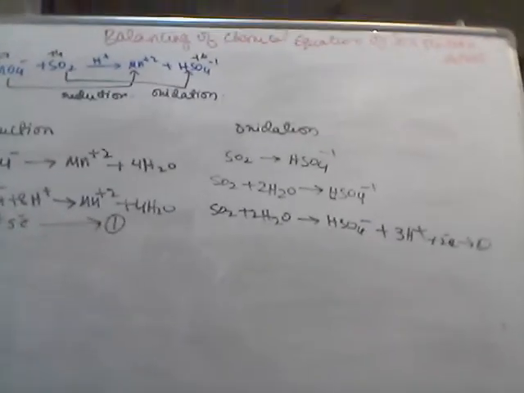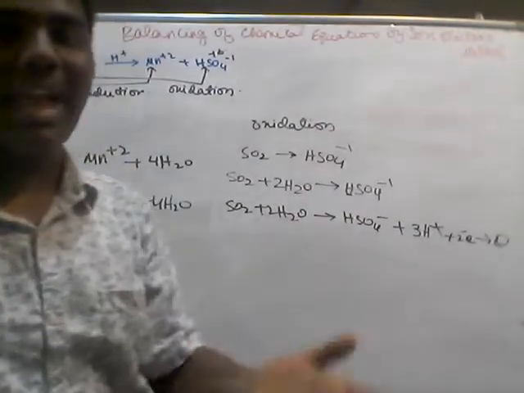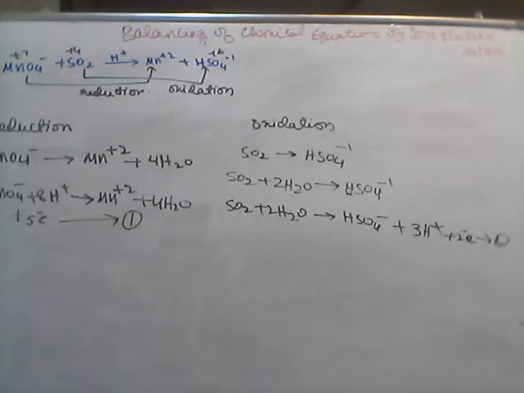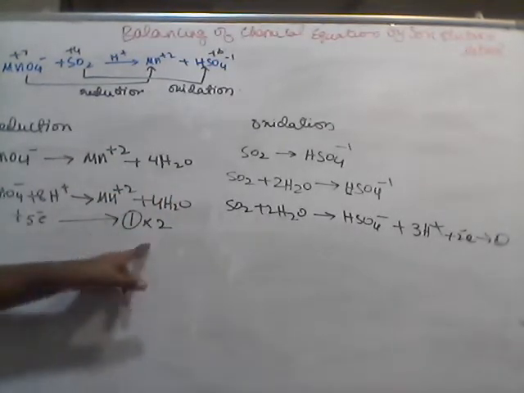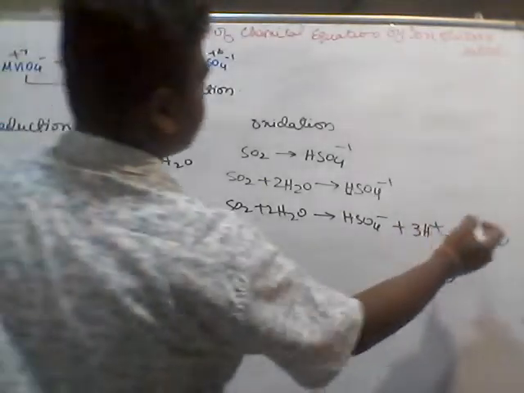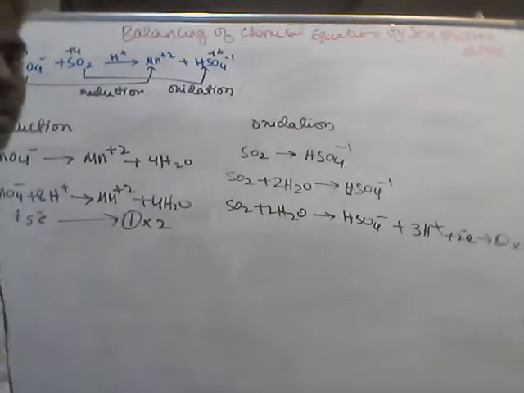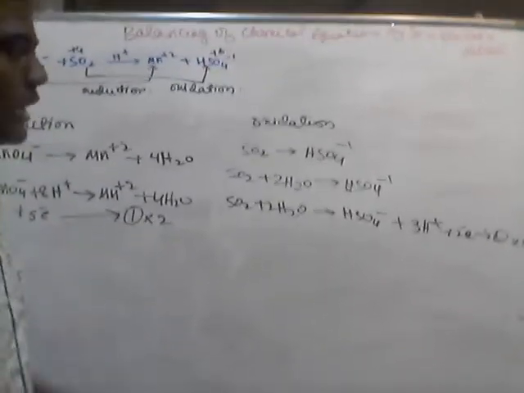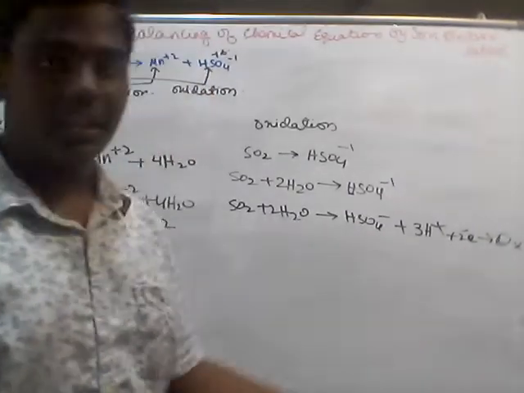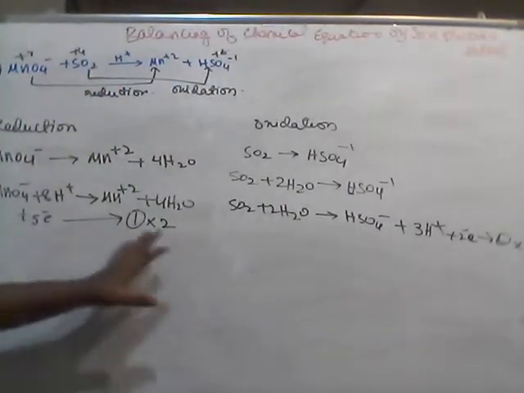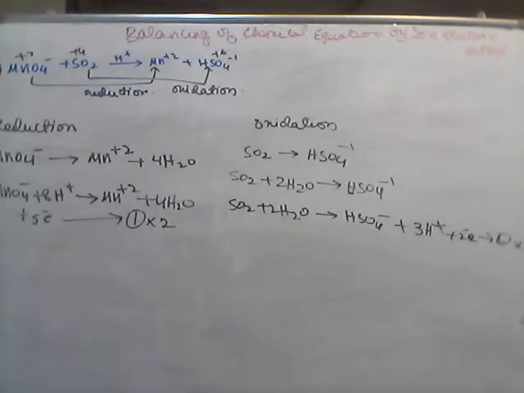Now, what's the next step? We need to balance the electrons so that they get cancelled. So for balancing, can I say for the first equation, if I multiply by 2, 5 twos are 10 electrons I get, and the second equation, if I multiply by 5, 2 fives are 10 I get. Here I multiply the whole equation with the 5. Why? 5 twos are 10 electrons. Here the whole equation with the 2, 5 twos are 10 electrons. They are getting cancelled. So first equation with the 2.